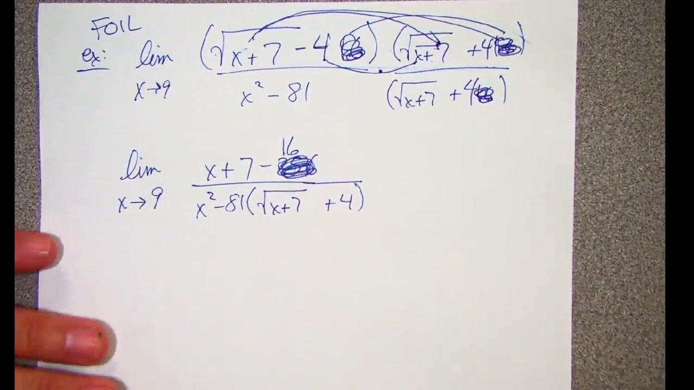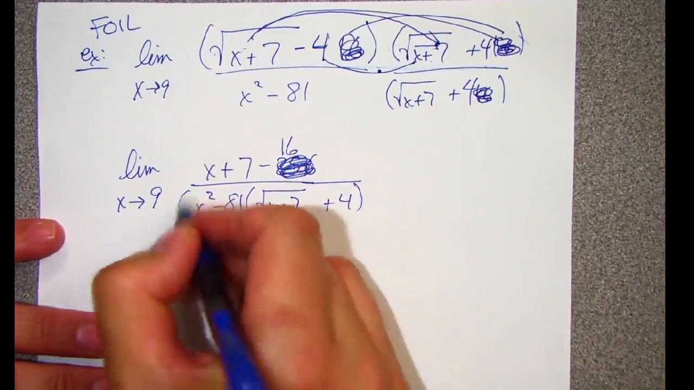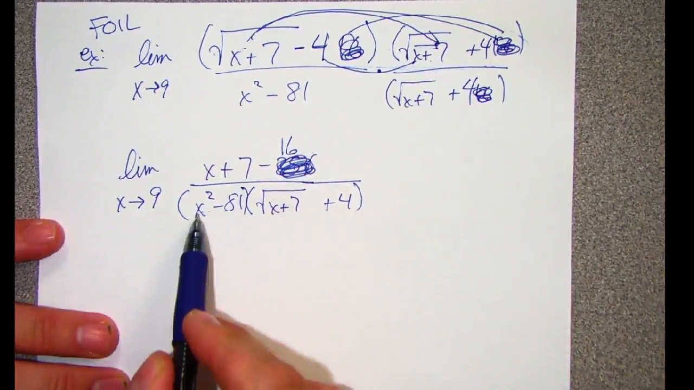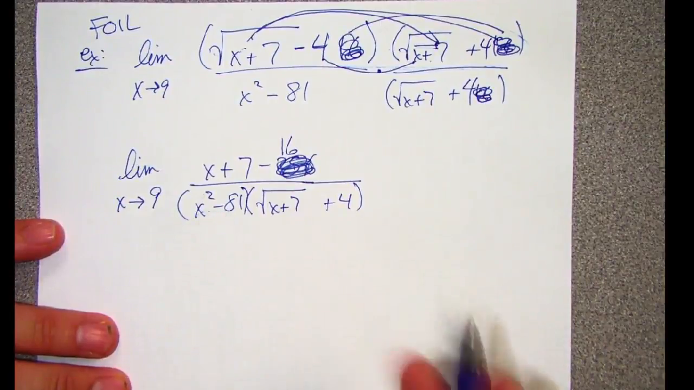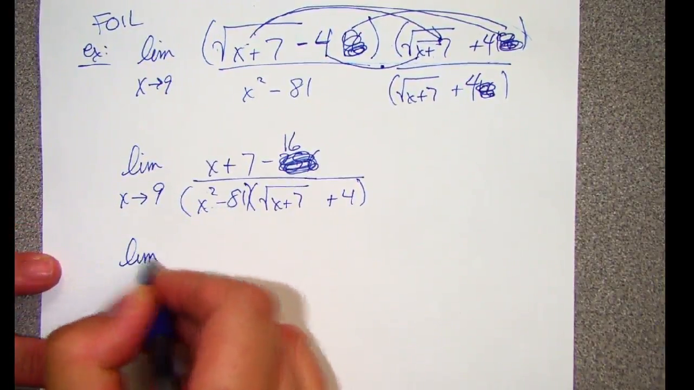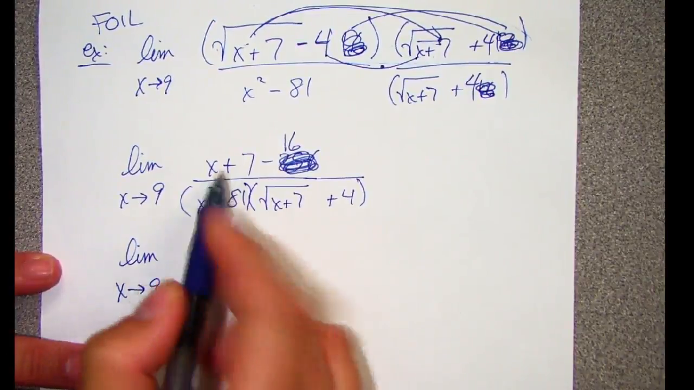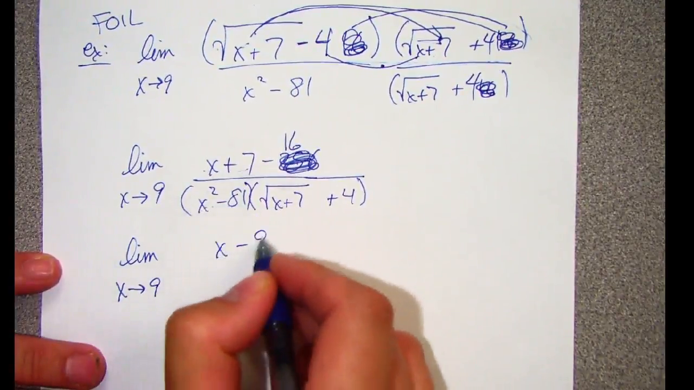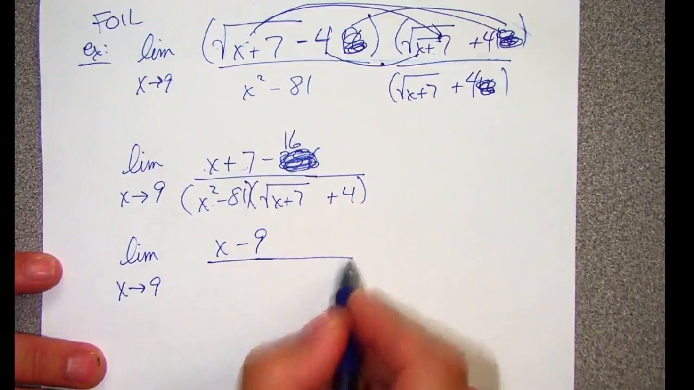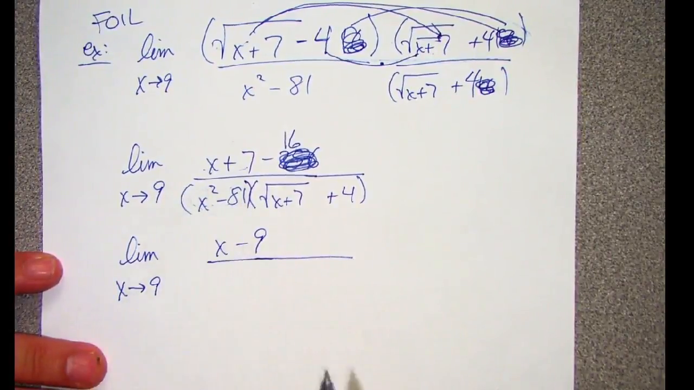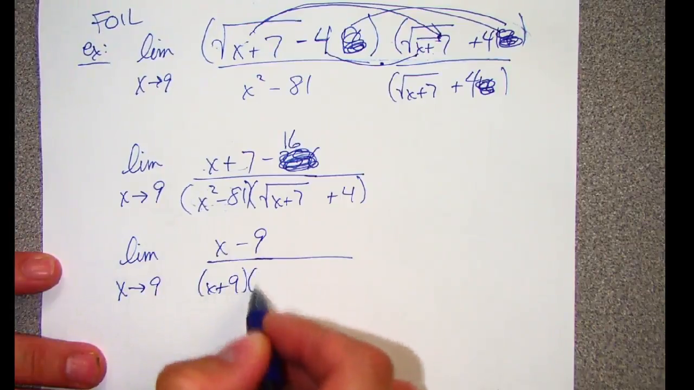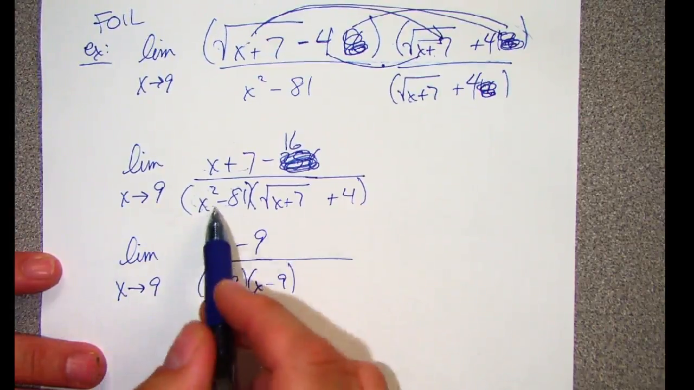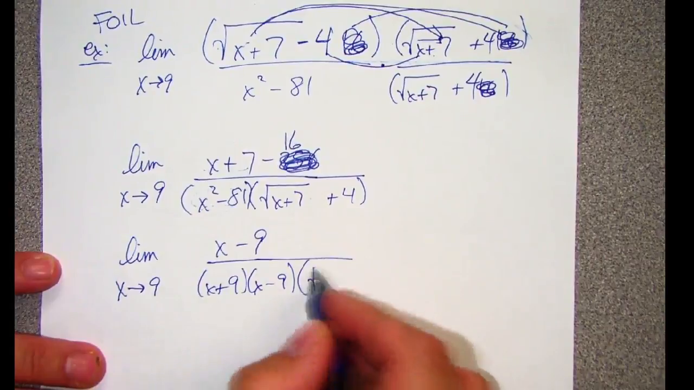plus 4. Well, I still can't plug in 9 because of this. If I plug 9 in here, 9 squared minus 81 is 0. So we got to work with that a little bit. Well, this up here is really just x minus 9, which all of a sudden makes me realize, oh, I should factor that also. Because I can factor that to be x plus 9, x minus 9. And then just kind of drop this down.